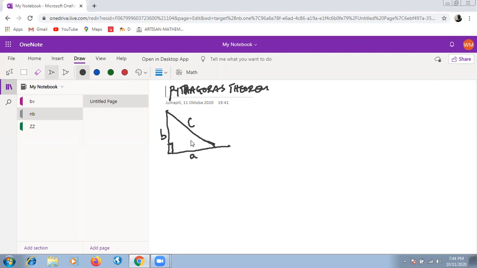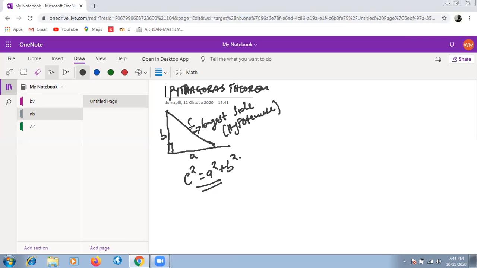Pythagoras came up with an approach whereby this side that is labeled C, which is the longest side, also known as the hypotenuse, can be obtained as the sum of the two shorter sides squared. From that approach we can say that C squared is equal to A squared plus B squared. So that longest side squared is the same as the sum of the two shorter sides squared. This formula came to be known as the Pythagoras theorem formula.